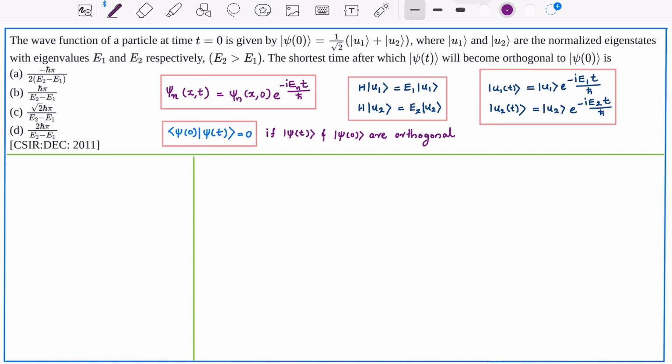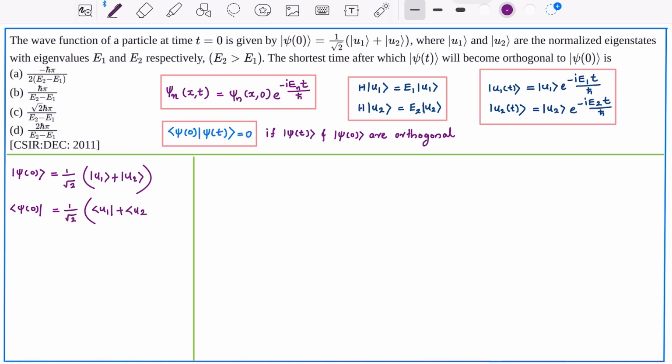When psi of 0 and psi of t are orthogonal, we can write the inner product of psi of 0 with psi of t equal to 0, and from that we can calculate the time. First, let us write the given state psi of 0, that is psi at t equal to 0, that is 1 by root 2 within bracket ket u1 plus ket u2. The complex conjugate of ket psi of 0, that is bra psi of 0, is equal to 1 by root 2 bra u1 plus bra u2.